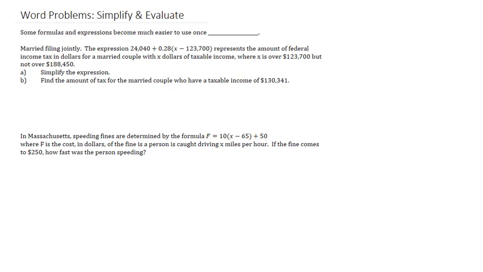Not every formula that you see in math or in real life will come to you in its simplest form. Sometimes we want to make them simpler ourselves to make it easier to do math with them. Some formulas and expressions become much, much easier to use once simplified. For instance, if we look at our married filing jointly problem, we see that we have a formula that tells us the amount of federal income tax dollars for a married couple.